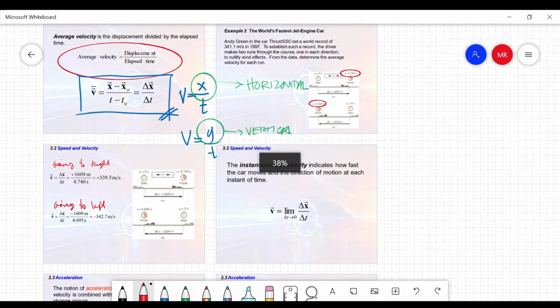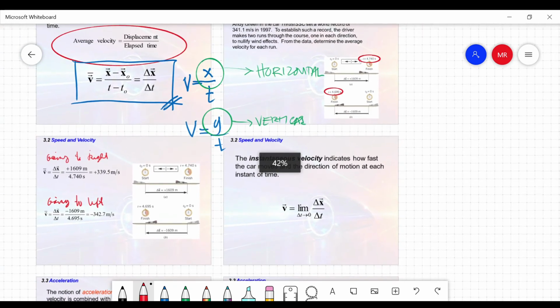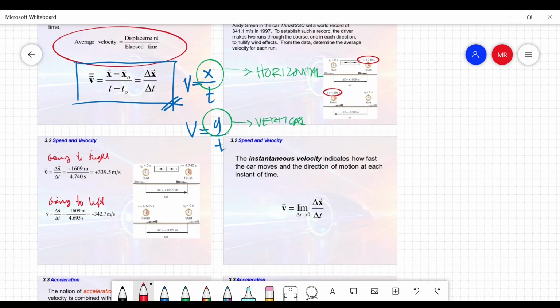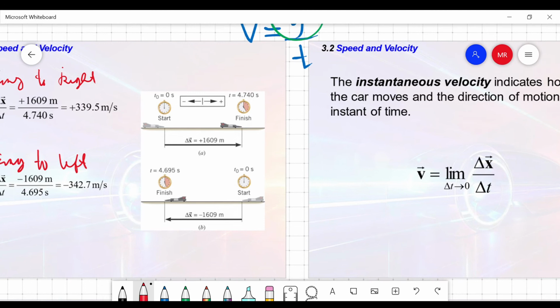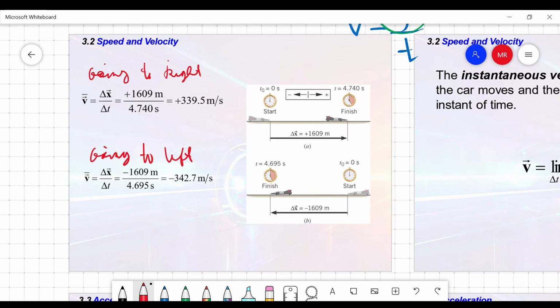Pero kung titignan talaga natin, kasi ang pinahanap sa atin ay yung both, from the data determine the average velocity for each run. Ibig sabihin, yung going to the right and going to the left. Pero kung ang hinahanap talaga sa atin ay yung average velocity ng Thrust SSC, para makita talaga natin, no, na-nullify natin yung effect ng wind, i-average lang natin itong dalawang nakuha na value. So, ibig sabihin, i-disregard natin kung going right siya or going left. Kasi itong negative, ibig sabihin lang yan ay direction. I-average natin itong dalawang values na to. I-neglect muna natin ang direction.